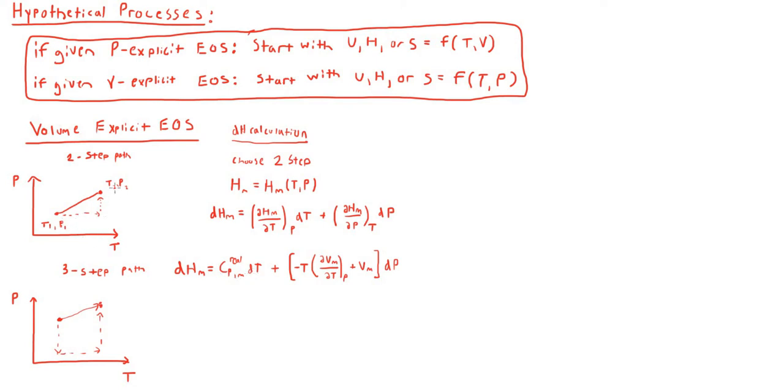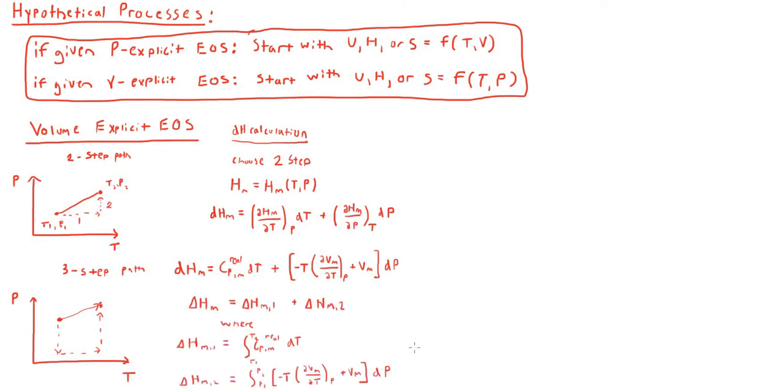The second change in enthalpy is at constant temperature, so this term is going to cancel out. And the change in enthalpy of this second step right here is going to be equal to this term right here. And you would integrate that over the change in pressure. So finally, if you needed to calculate the change in molar enthalpy of a process like this, you would use delta Hm1 plus delta Hm2, where delta Hm1 is equal to this, and delta Hm2 is equal to this.